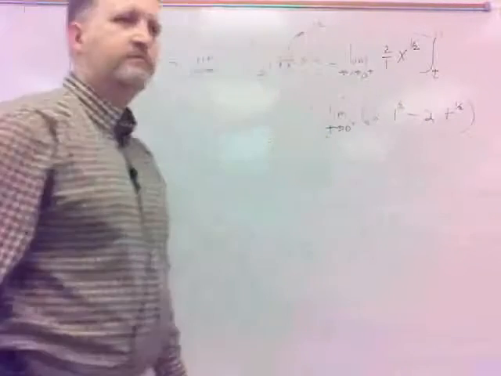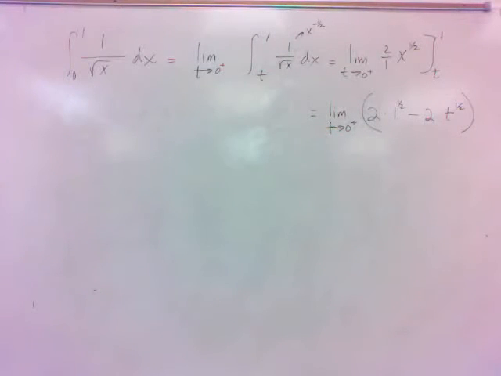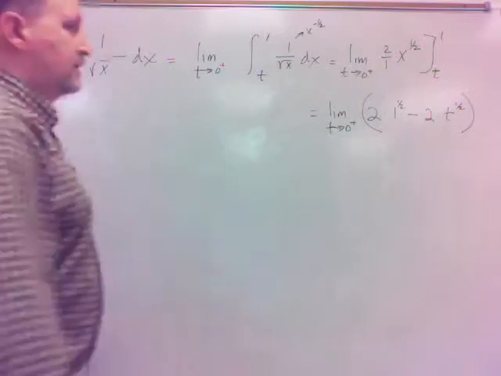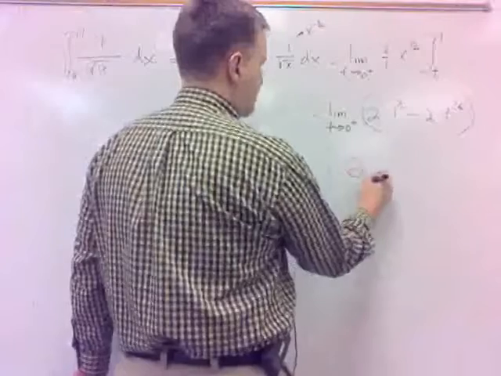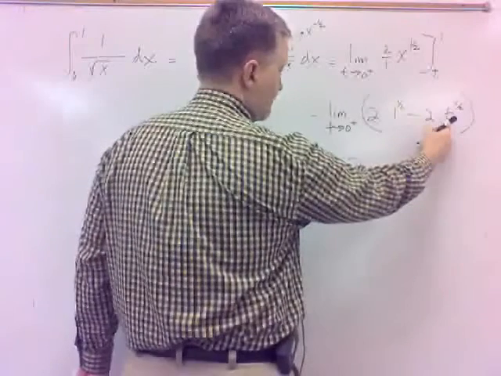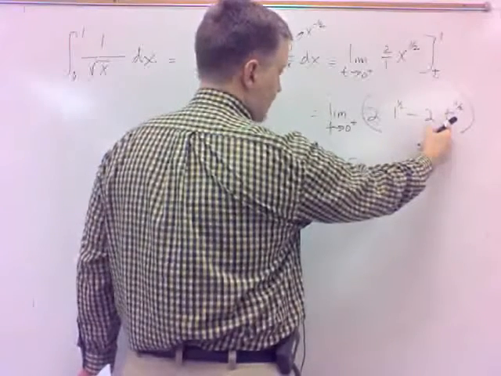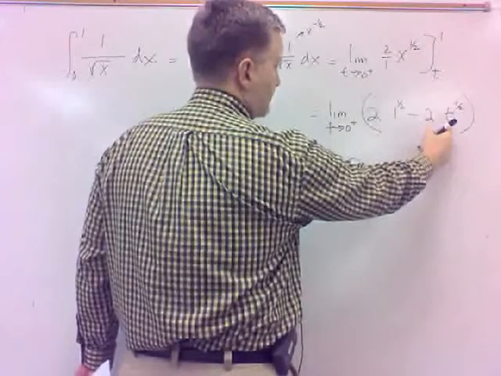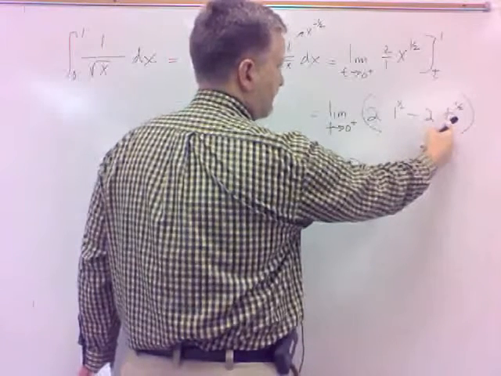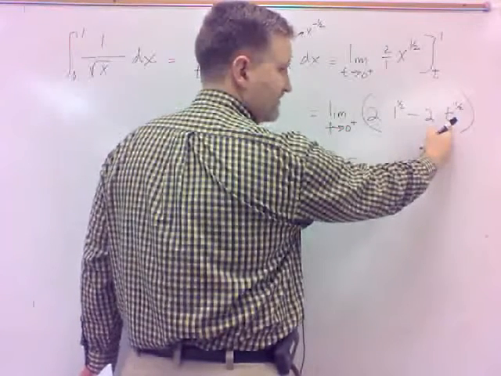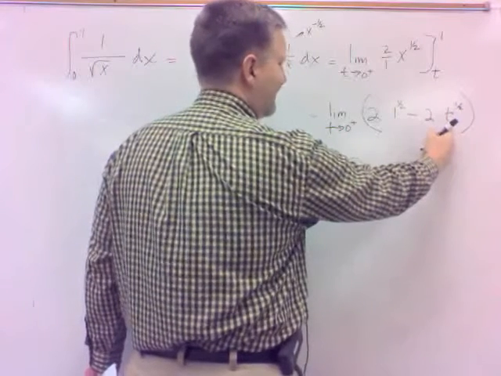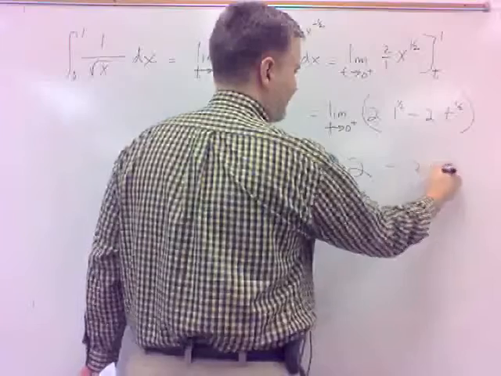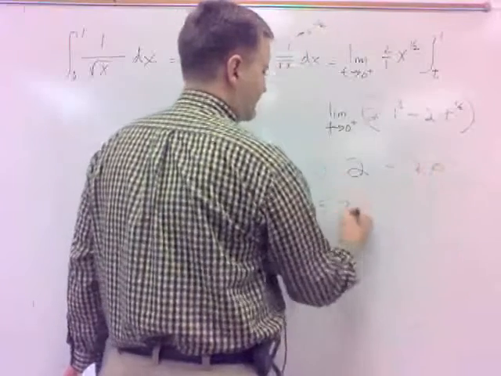Now I can do the limit. If you're okay with that, plug in your limits. Well, 1 to the 1/2 is 1, so this is 2 times 1, that's just 2. T is going to 0 from the right, which it doesn't really make a difference here. I guess it does. If we were going from the left, it wouldn't be existing. But 0 from the right, what does that go to? 0 to the half, which is 0. This is going to 0. 2 minus 0, it's 2.